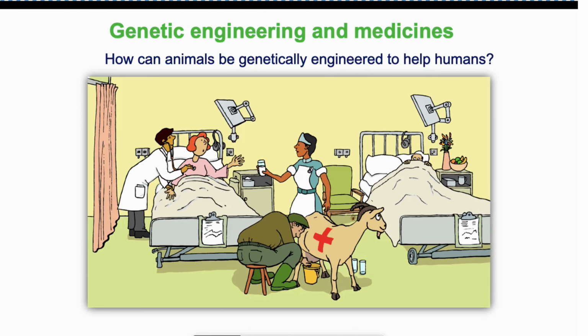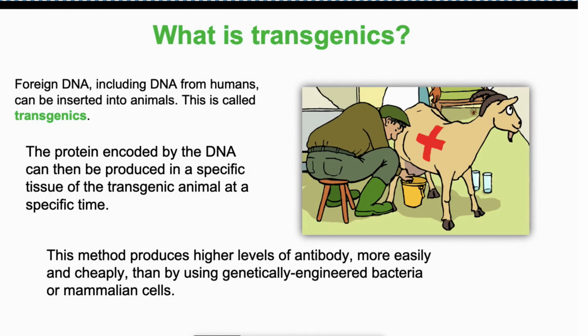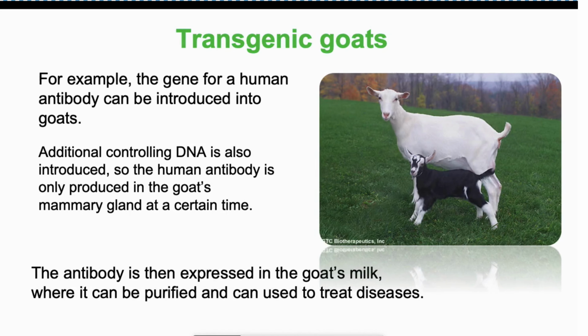Genetic engineering in medicine. How can animals be genetically engineered to help humans? What is transgenics? Foreign DNA, including DNA from humans, can be inserted into animals. This is called transgenics. The protein encoded by the DNA can then be produced in the specific tissue of the transgenic animal at a specific time. This method produces a higher level of antibody more easily and cheaply than by using genetically engineered bacteria or mammalian cells. Transgenic goats. Look at this.